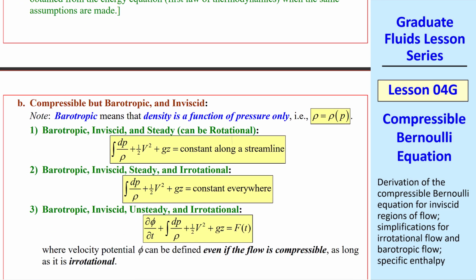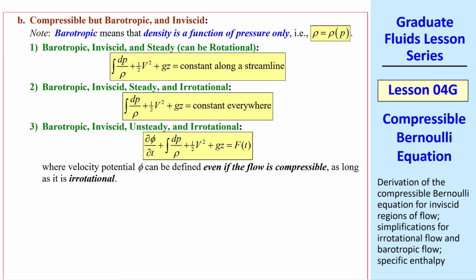Another case was compressible but barotropic and inviscid flow, where this is our definition of barotropic. And we made these three simplifications. All of them are barotropic and inviscid. This one is steady but can be rotational. This one is steady and irrotational. And this one is unsteady and irrotational. And as I noted, velocity potential phi can be defined for a compressible flow, but only if the flow is irrotational. Most of this course is incompressible flow, but we have these equations at our disposal if we need them.